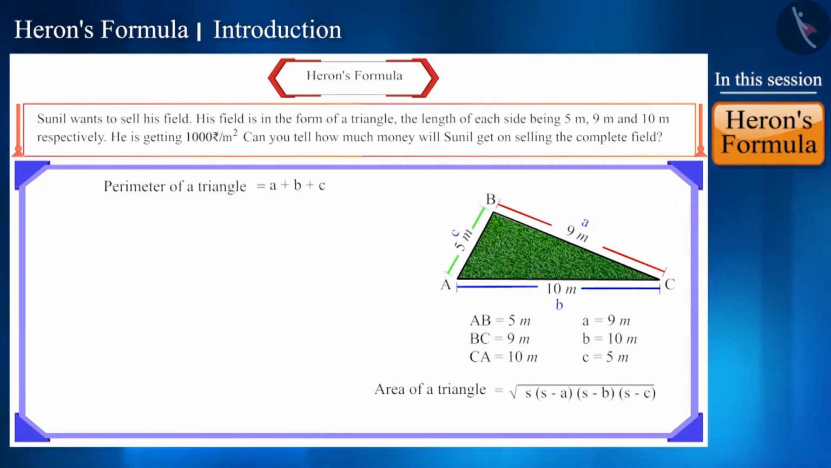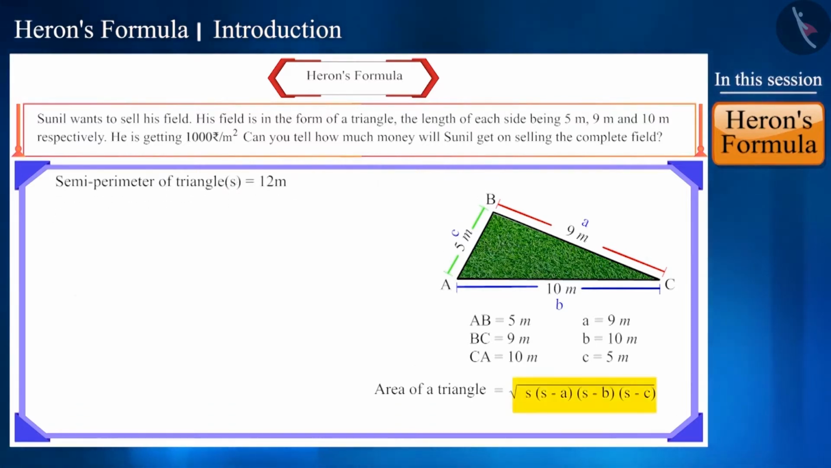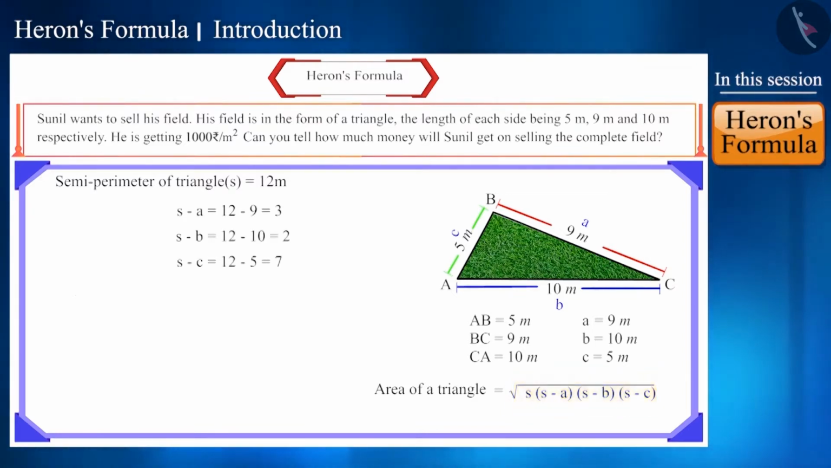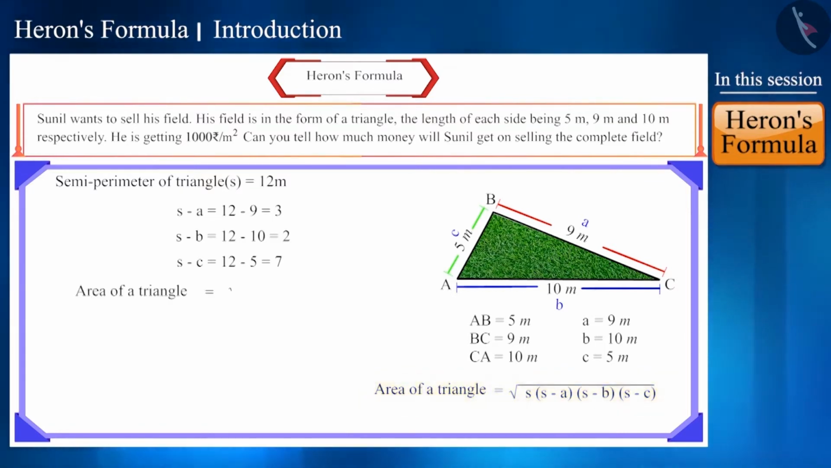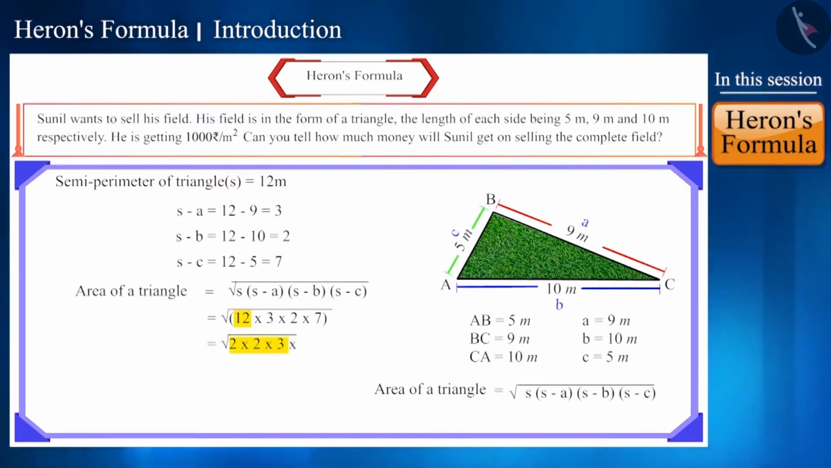The perimeter of the triangle is 24 meters and its semi-perimeter will be 24 divided by 2, which is 12 meters. Now by finding the value of the terms within the brackets s minus a, s minus b and s minus c, with the help of the formula we will find the area. According to Heron's formula, this will be the area of triangle ABC. Here we can write 12 as 2 into 2 into 3. And now if we take out a number from the pairs of 2 and 3 from the bracket, that is 6 root 14 square meters.